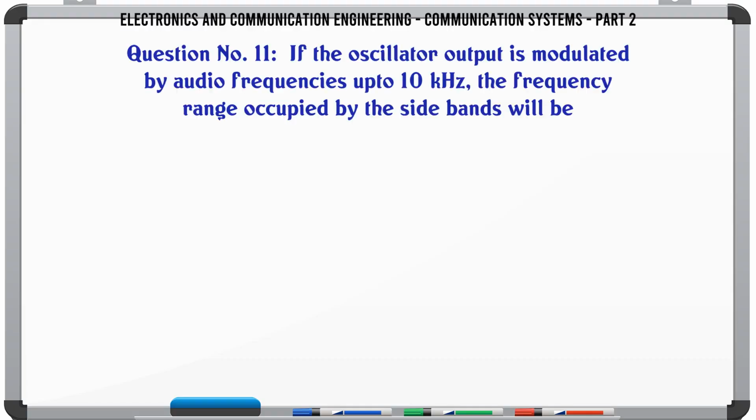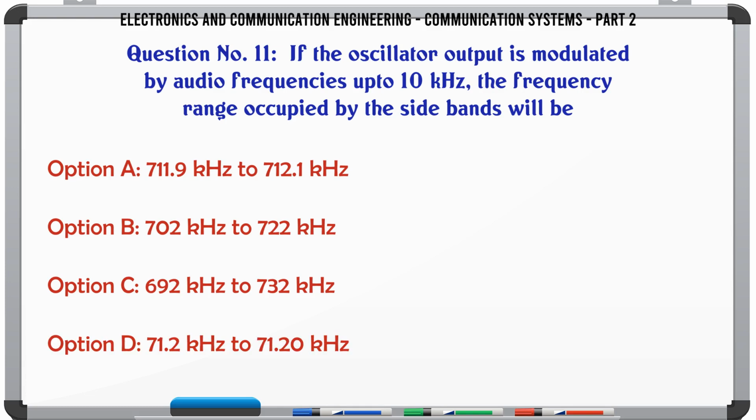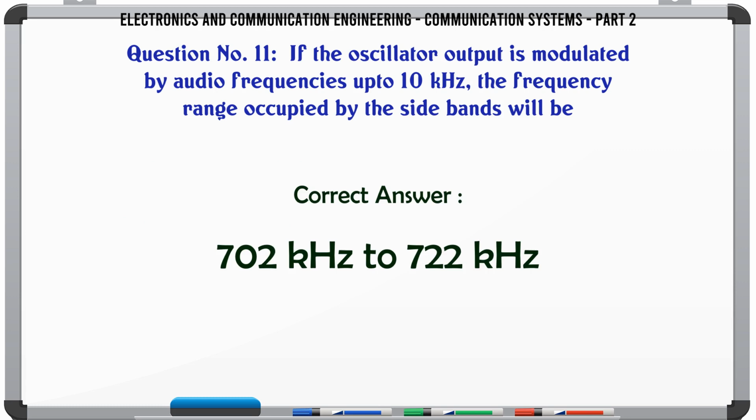If the oscillator output is modulated by audio frequencies up to 10 kHz, the frequency range occupied by the sidebands will be: A. 711.9 kHz to 712.1 kHz, B. 702 kHz to 722 kHz, C. 692 kHz to 732 kHz, D. 71.2 kHz to 71.20 kHz. The correct answer is 702 kHz to 722 kHz.